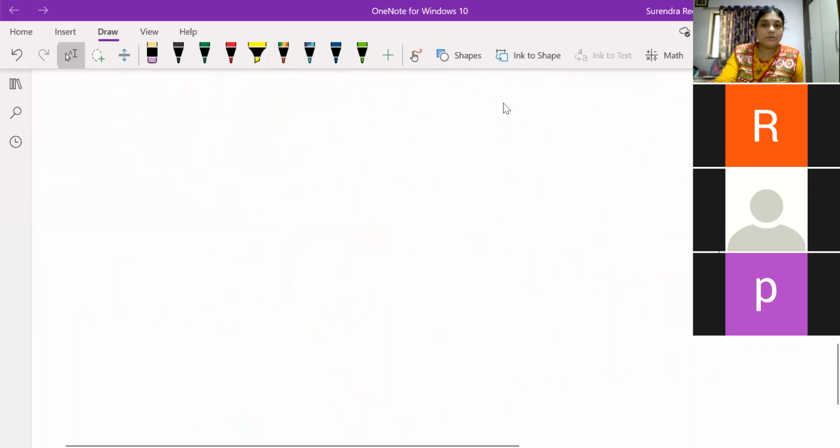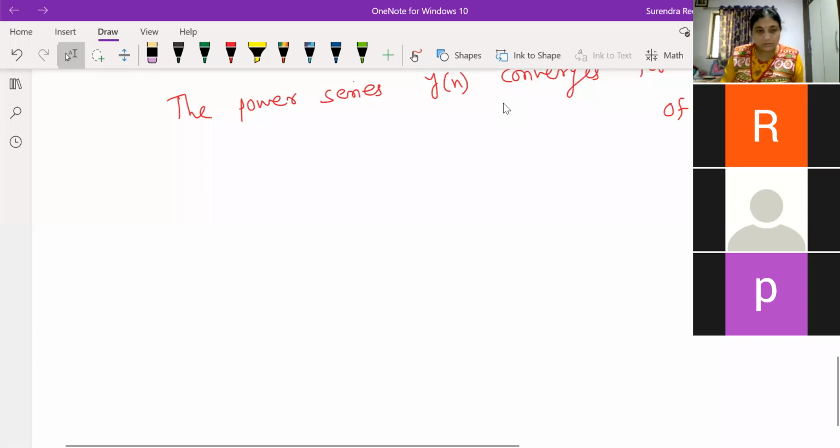Okay, so now we will go to the next example, which is the gamma function. Next, example 5.